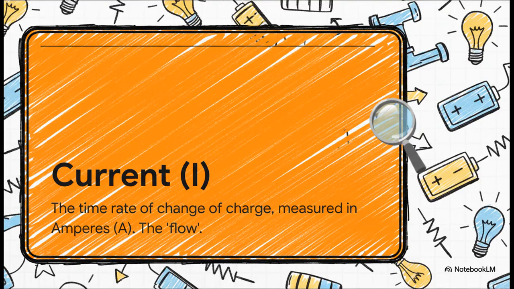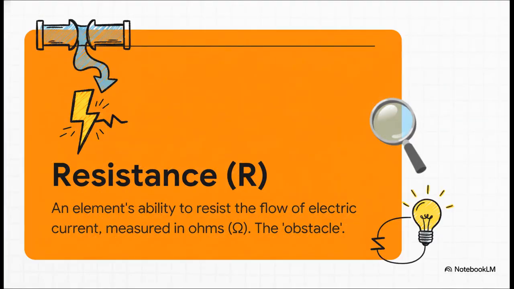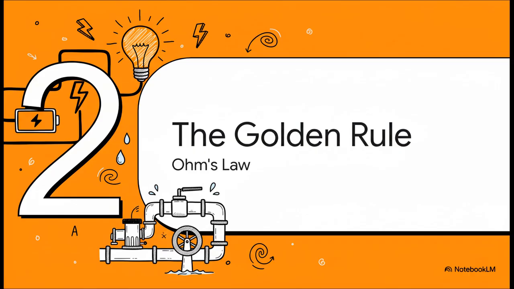Next up, we've got current, or the flow. If voltage is the push, current is the actual amount of water that's flowing through the pipe. It's the stuff that's actually moving and getting the work done. The more water flowing, the more power you've got. And finally, our third character is resistance, the obstacle. In our pipe system, this is anything that gets in the way of the flow. You know, maybe the pipe gets a little narrower, or there's some gunk clogging it up. It's anything that makes it harder for that water to get through. So, we have our three characters: the push, the flow, and the obstacle.